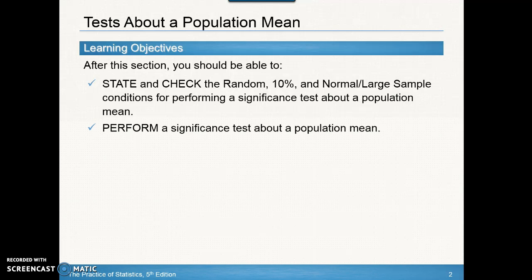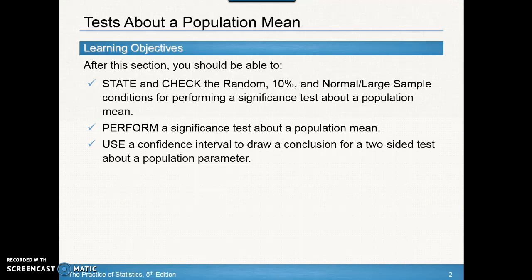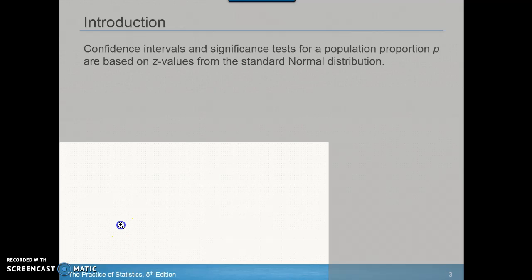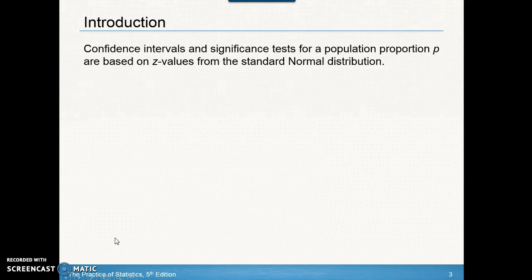You're going to be doing a significance test about a population mean, and then we're going to use a confidence interval to draw a conclusion from a two-sided test about a population mean, just like we did last section with a population parameter. All right, so let's just do a brief introduction of what we're going to be going over. Confidence intervals and significance tests for a population proportion are based on z-values from the standard normal distribution.